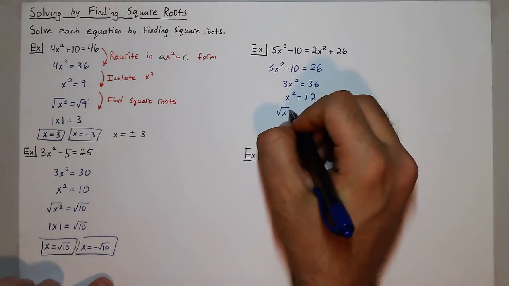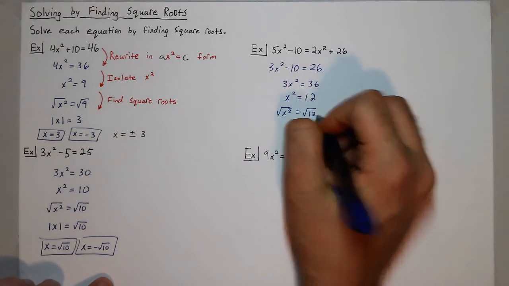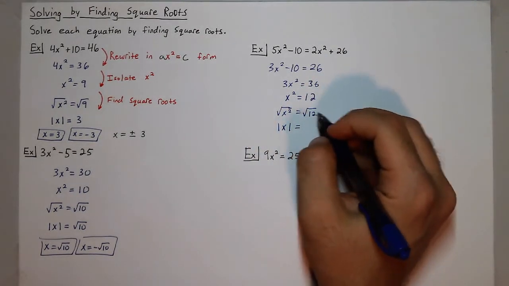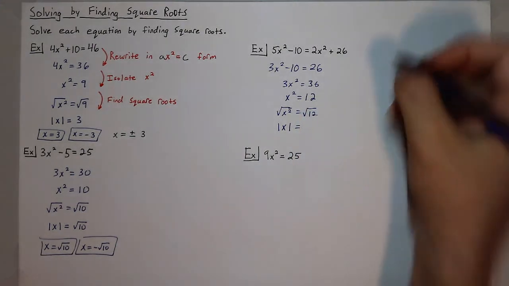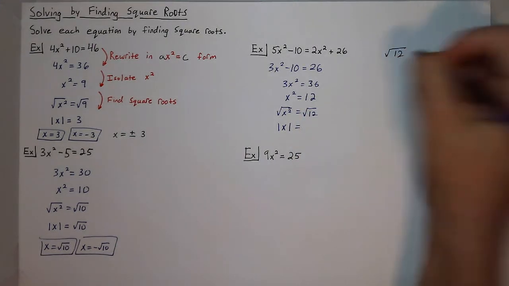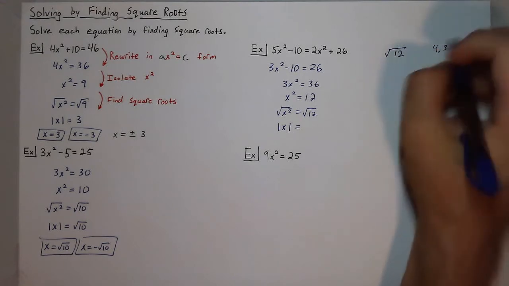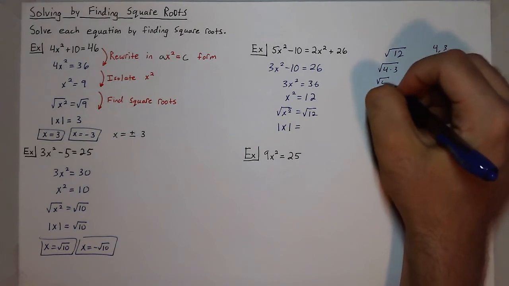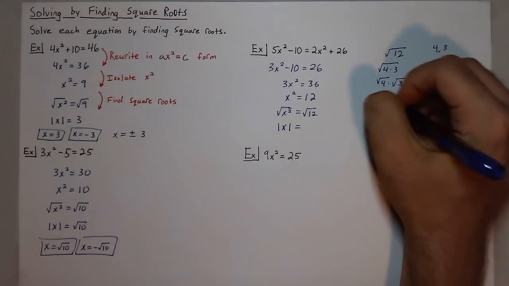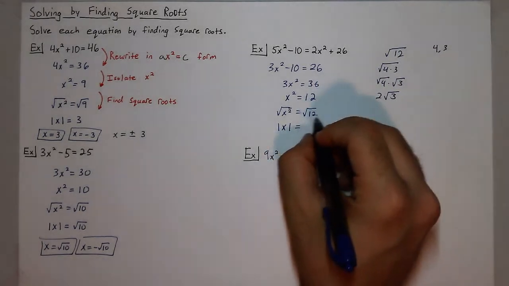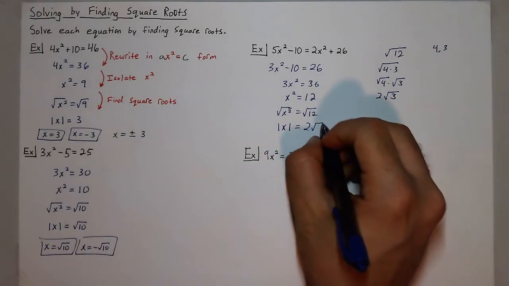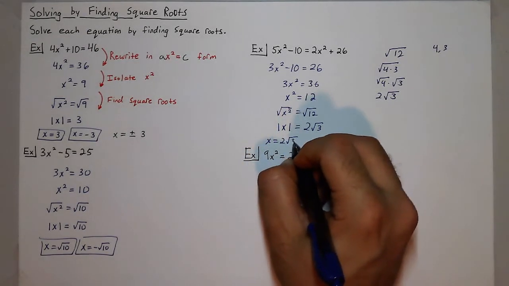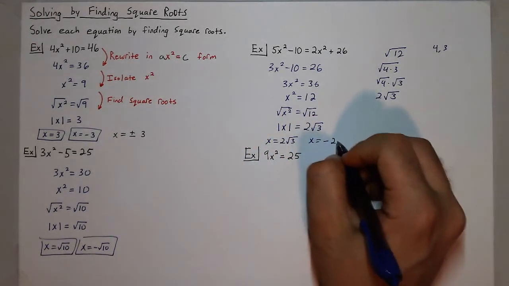So the square root of x squared is equal to the square root of 12. So I'll have the absolute value of x is equal to square root of 12, which can be simplified when I think about it, because 12 has the factors 4 and 3. So I can rewrite that as 4 times 3, so the square root of 4 times the square root of 3, which would be 2 square roots of 3. So I can simplify that radical to 2 square roots of 3, and my final solution will be x is equal to positive 2 square roots of 3, and x is equal to negative 2 square roots of 3.